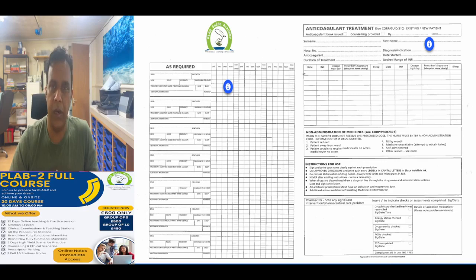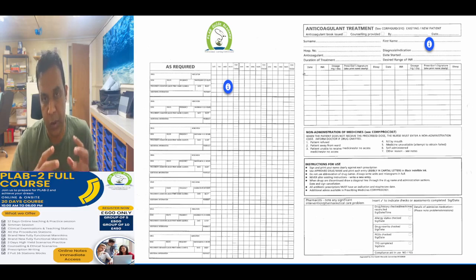You can download a free copy of that and get it printed, and try to practice as much as you can so that you can score the maximum marks. Prescription is very easy, and it is a very good station to get the maximum marks, 12 out of 12. So you should not lose any mark in such scenarios.